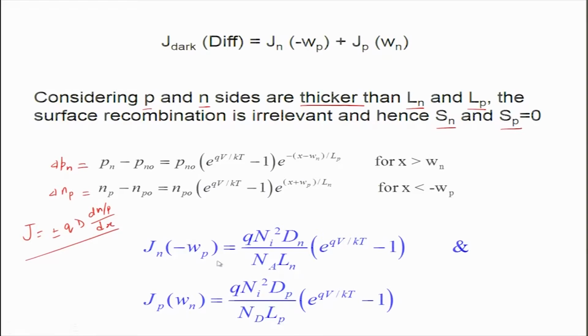So, Jn at minus Wp is nothing but Q ni square Dn divided by Na Ln into exponential Qv by Kt minus 1. You get a similar expression for Jp, except that P is replaced by N and A replaced by D. If you sum these together you will get the same current as you get in a p-n junction in dark. So, this is the dark current in a p-n junction, which is a result of diffusion.